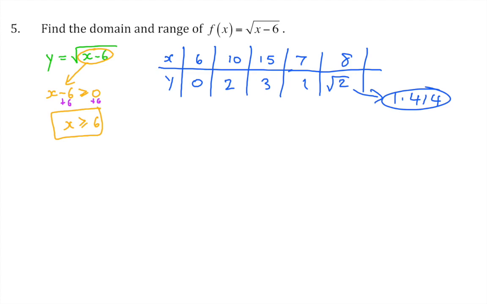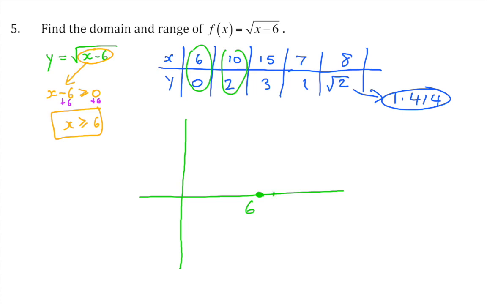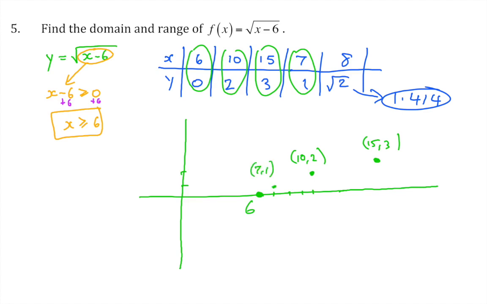So let's have a look at graphing this thing. The first point that I'm going to graph is 6, 0. The next one is out 10, 7, 8, 9, 10, up to somewhere like that. I'm just having a wild guess. That's out 10, up 2. The next one out 15, let's say up 3. Just a wild sketch. So that's that one done. This one out 7, up 1. Could go out 8, up 1.4, it doesn't really matter. And the graph looks like that.